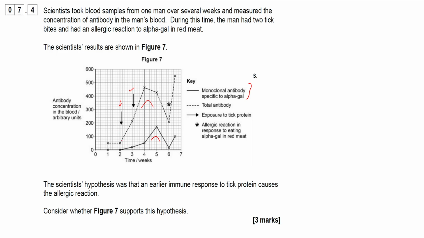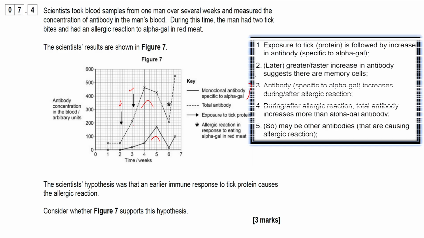As you can see here, after the first bite, the antibodies against the alpha-gal started to increase. After the second tick bite, the antibody levels started to increase rapidly. This is because of the memory cells after the first exposure. So if there's a second exposure, the antibody response is much faster and much higher. And then after a certain period of time, the response declines. This is clear because this is the response against the alpha-gal. However, we see here that the total antibodies are also increasing. So that means it's not just the antibodies against the alpha-gal which are causing the allergic reaction, but there are other antibodies as well which are contributing to the allergic reaction.